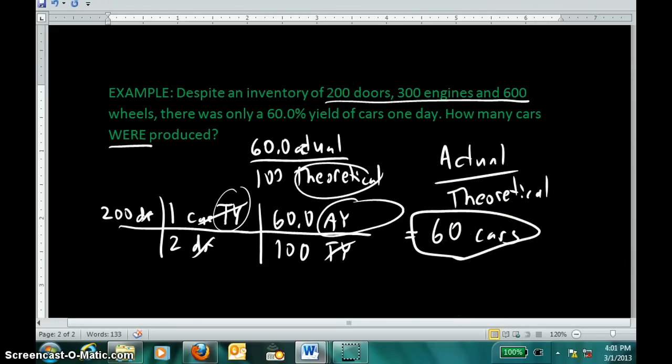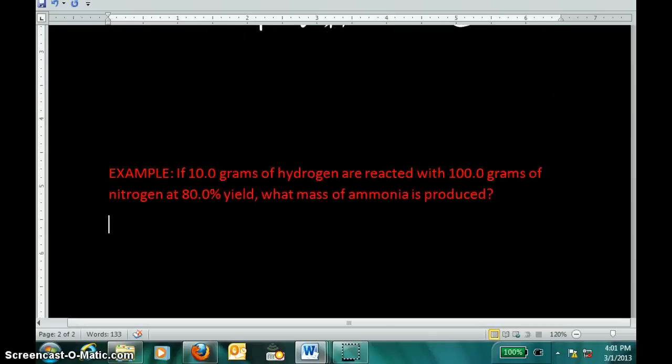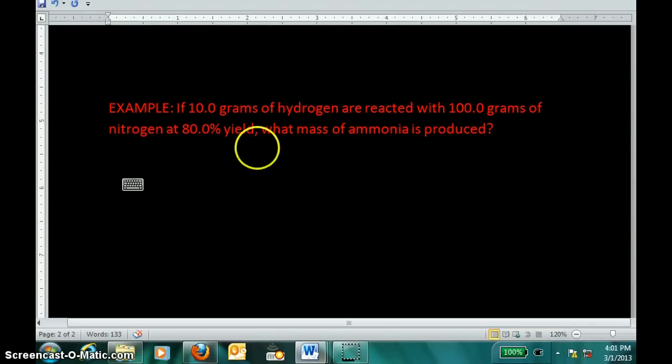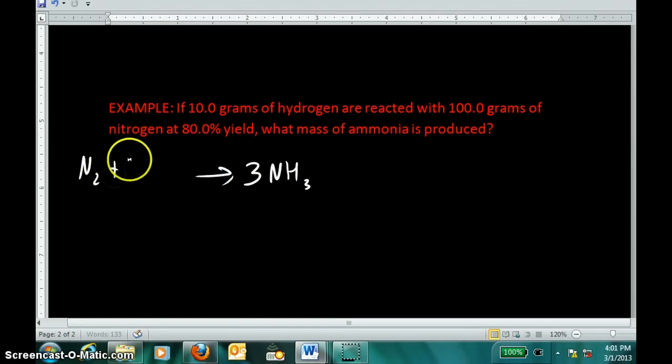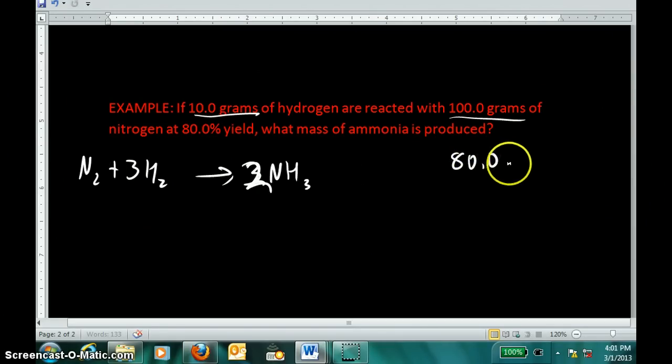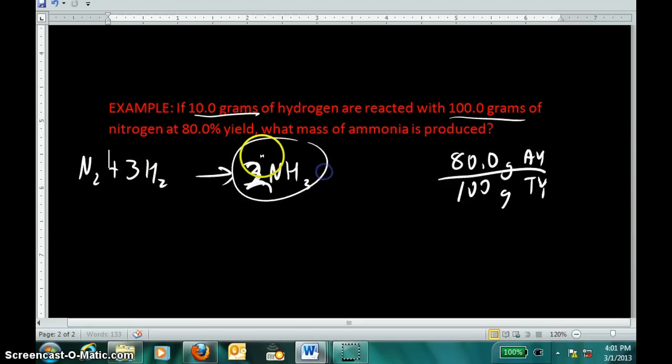So for a more practical example in chemistry rather than the automotive industry, we had our same reaction, namely the production of 2 moles of ammonia from 1 mole of nitrogen with 3 moles of hydrogen. Excuse me, this would be 2 moles, not 3. If we go back to the last reaction we had, but in this case we have 10 grams of hydrogen and 100 grams of nitrogen, and we know that there is an 80% yield, namely 80 grams actual yield of product for every 100 grams theoretical yield of product. What mass of ammonia is produced?